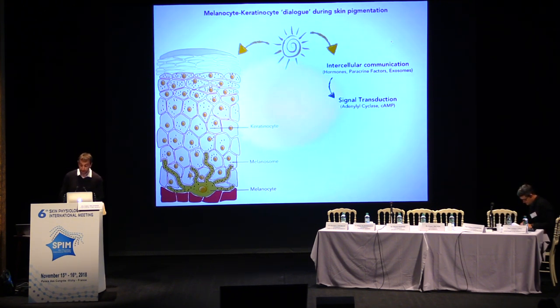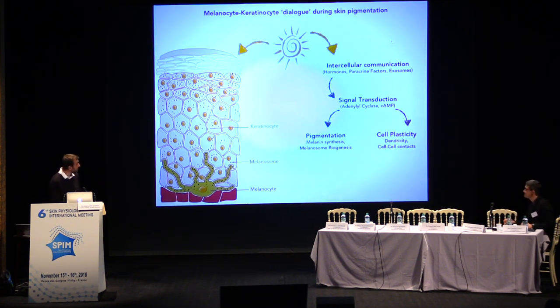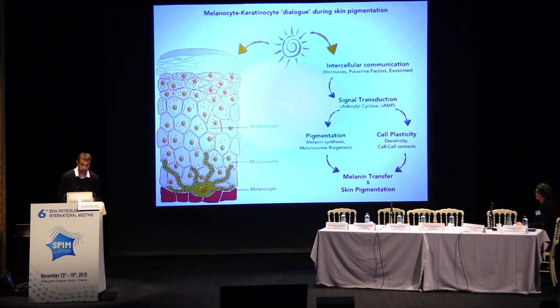Cyclic AMP is quite interesting in melanocyte, because it can lead to different processes, like pigmentation directly by promoting the transcription of genes involved in melanin synthesis and melanosome biogenesis. But in melanocyte, as in other cell types, cyclic AMP can also help the change in plasticity of the cells. What I mean by plasticity is it can help the formation of dendrites and also the establishment of cell contacts. And of course, a cell able to pigment and able to make contact is likely, at least in skin, to promote the melanin transfer and to provide skin pigmentation.